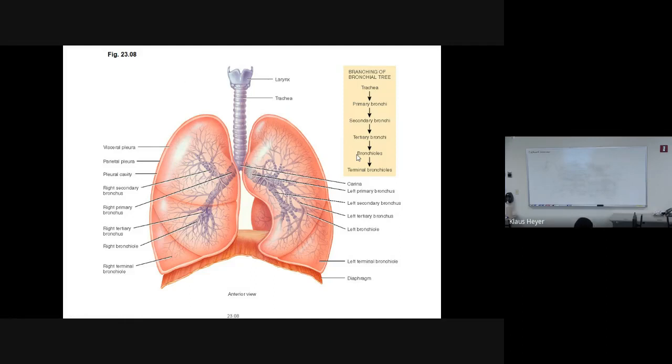So bronchitis is the bronchioles getting inflamed. If your secondary or tertiary bronchi get inflamed, that's obviously going to restrict airflow, but you might not notice it because they're a little bit larger. The lumen is a little bit larger, right? Once you get to the bronchioles, they have a really small lumen. So once those get inflamed, then you're going to notice something.